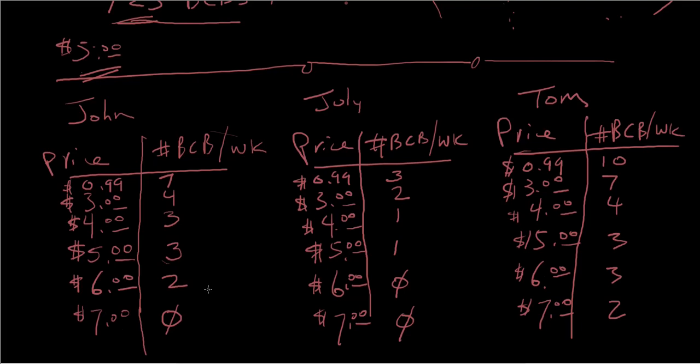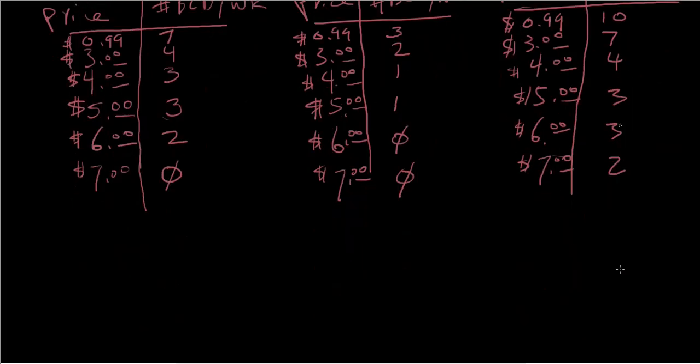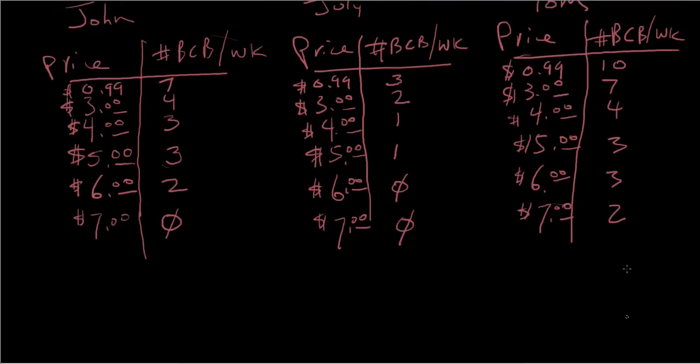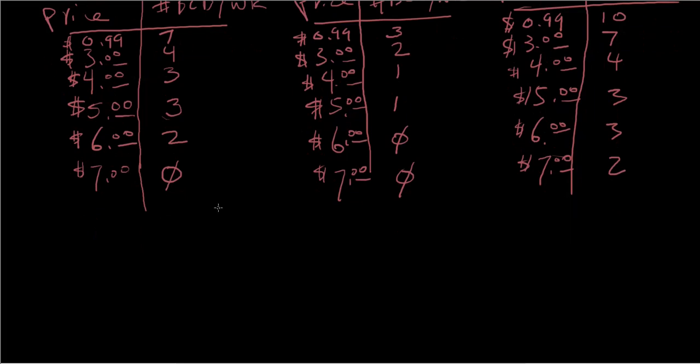So this table, the demand schedule, represents John's weekly demand for bacon cheeseburgers at Hardee's. This is for Julie and this is for Tom. Now, with this, we want to find the total demand. I can keep asking other students, but for simplicity, suppose there are only 3 students. Then to get the market demand, the total demand, I can add them up.